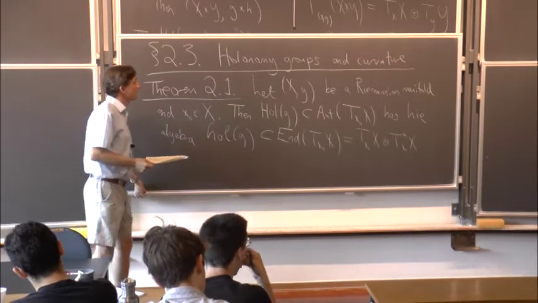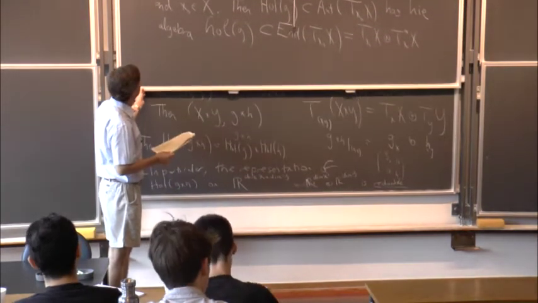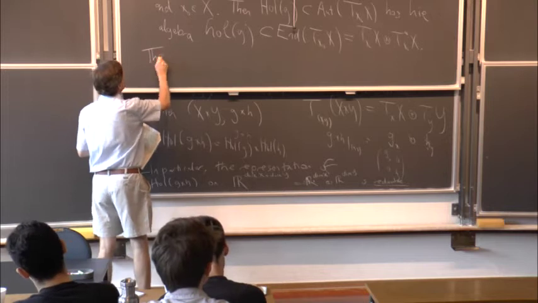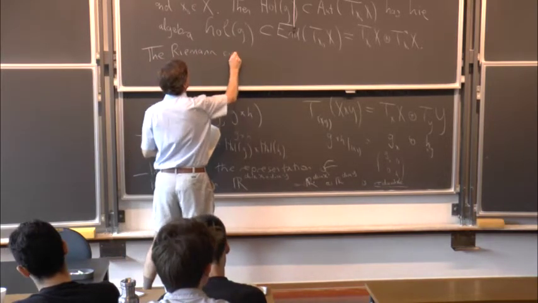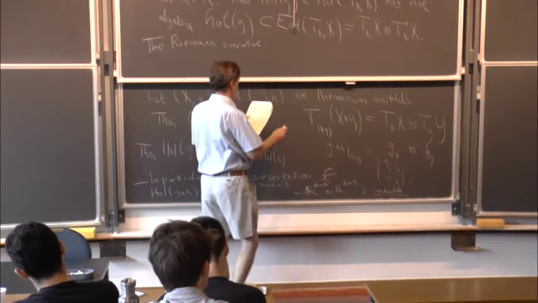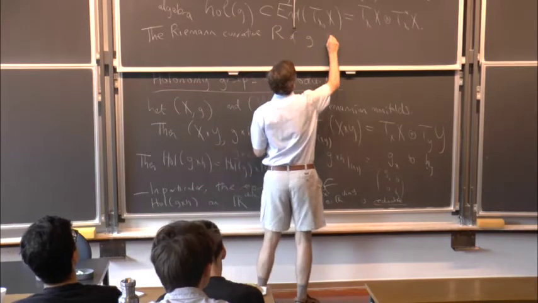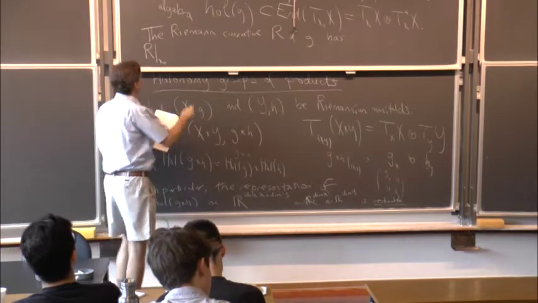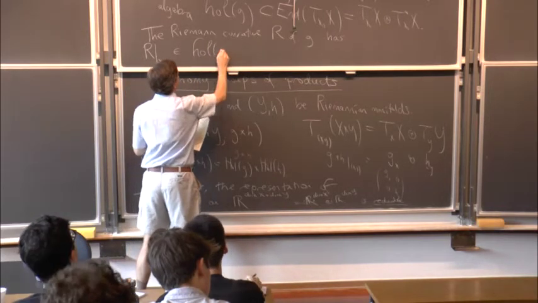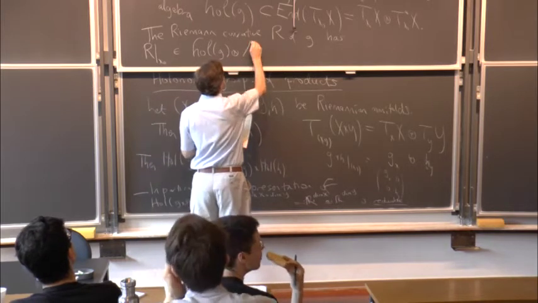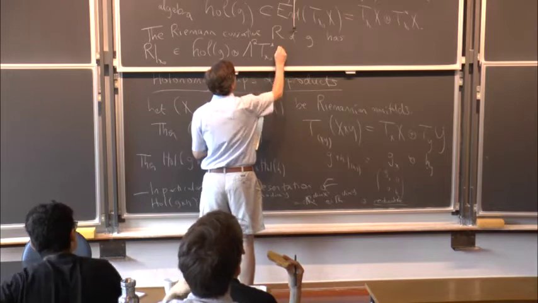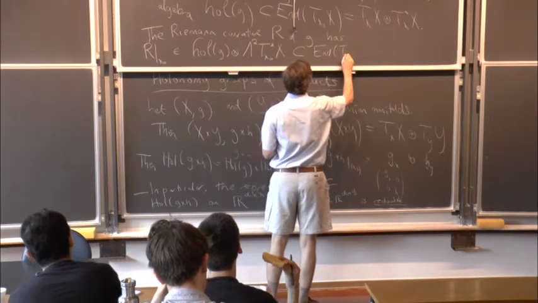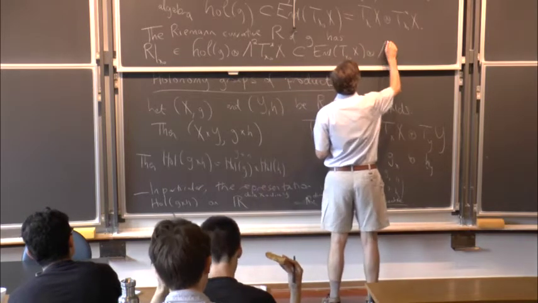Okay, so then the conclusion is that the Riemann curvature R of g has R at the point x0 lying in the Lie algebra hol of g tensored with the two-forms Λ^2 T*_x0 X, which is contained in End(T_x0 X) tensored with the two-forms.